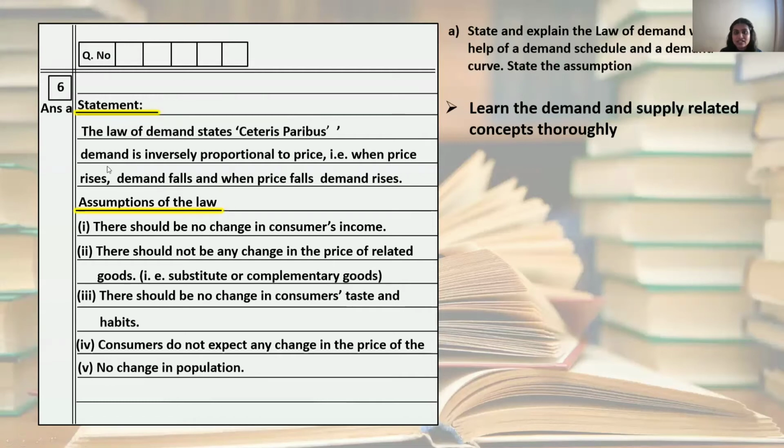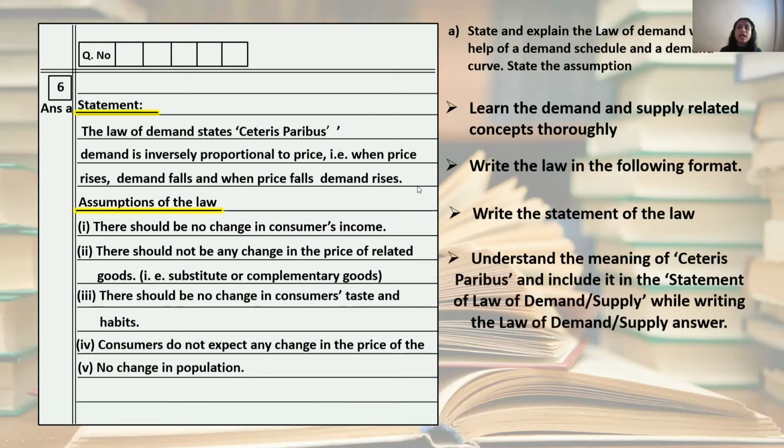This part is equally important. Students tend to jump from other things being equal to directly when price rises, demand falls. No, you have to mention demand is inversely proportional to price. This part is important. And this second part is only an explanation of what inversely proportional means. So make sure you write the entire statement of law of demand as well as law of supply properly and do not miss out on any points. The second part of your law of demand is assumptions of the law. Assumptions should be written in point-wise format, right?